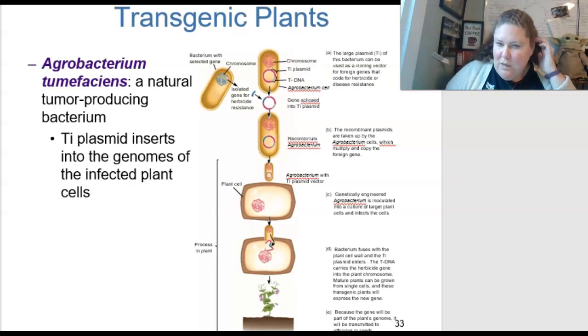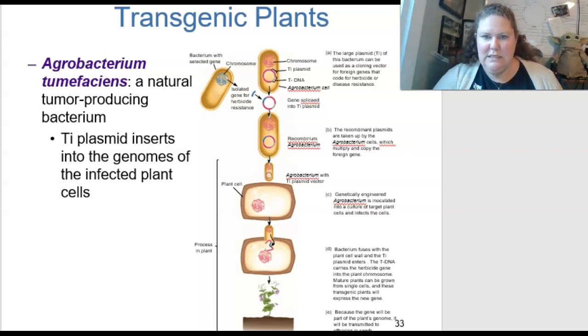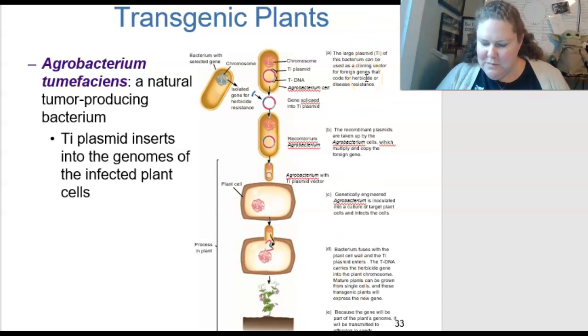So looking at transgenic plants, this is figure 10.13. We can use Agrobacterium, which is a natural tumor-producing bacterium, and then the Ti plasmids insert into the genomes of the infected cells. Starting up here at A and going down, the large Ti plasmid of this bacterium can be used as a cloning vector for foreign genes that code for herbicide or disease resistance. Down here in B, the recombinant plasmids are taken up by the Agrobacterium cells, which multiply and therefore copy that foreign gene.